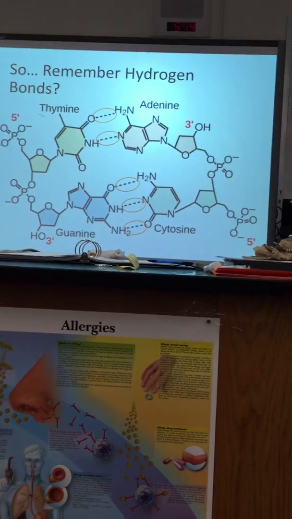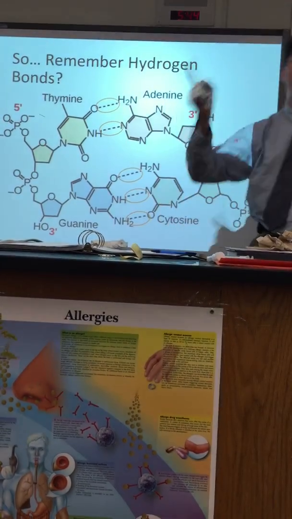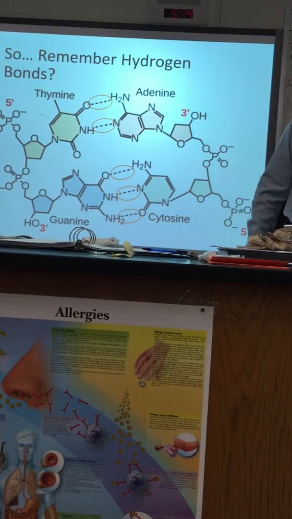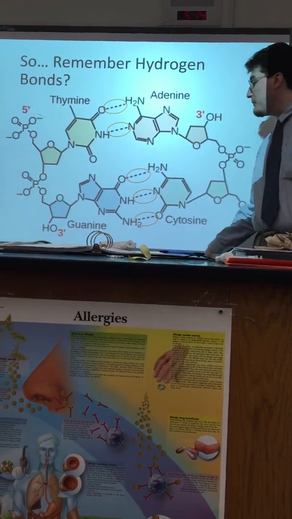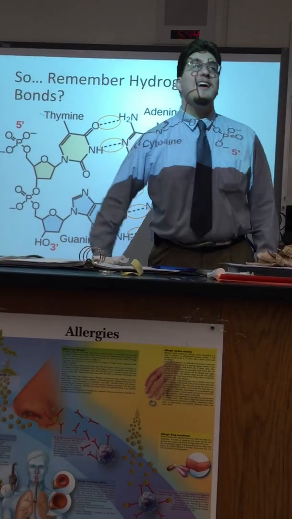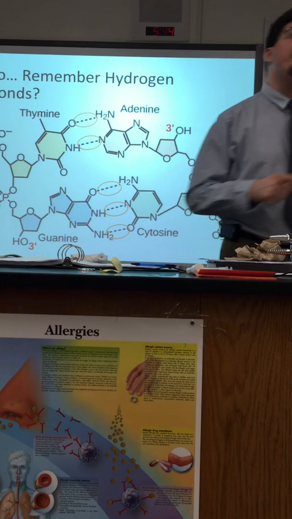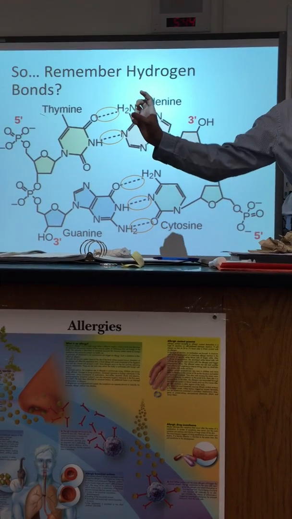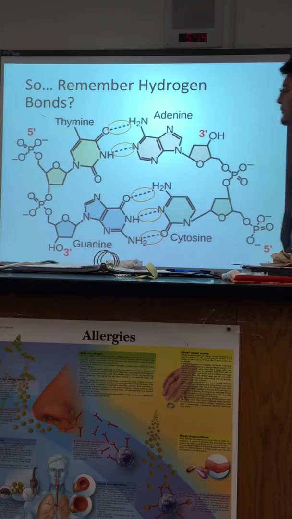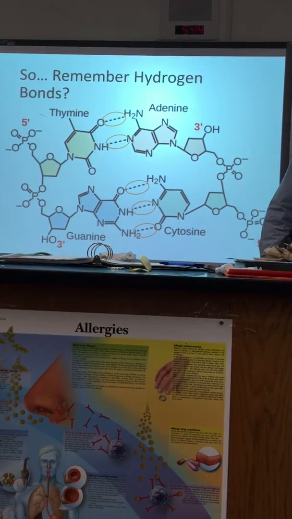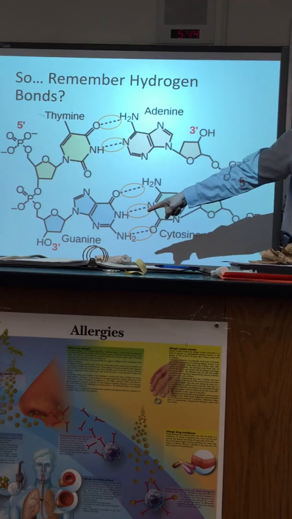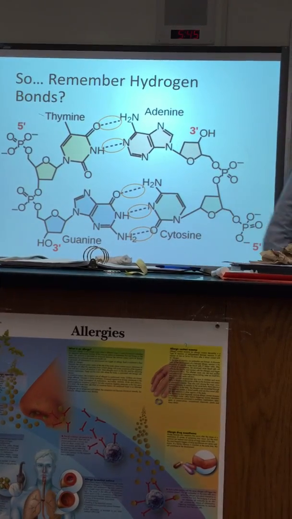If there's three hydrogen bonds and it has two rings, it can only be guanine. If there's two hydrogen bonds and there's two rings, it can only be adenine. If there's three hydrogen bonds and there's one ring, it can only be cytosine. If there's two hydrogen bonds and one ring, it could be thymine or it could be uracil, depending on whether or not you are making RNA or you are just dealing with double-stranded DNA. If they give you a structure and ask you to identify what it is, you can tell. You do not need to memorize structure. You memorize number of hydrogen bonds.